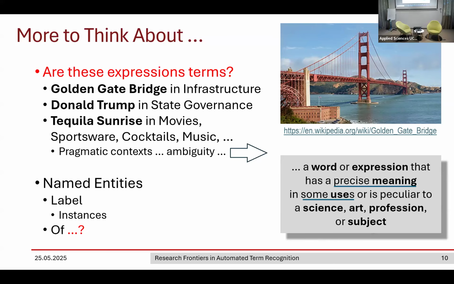which label something, which are instances of what? So a Golden Gate Bridge is a label for a well-known bridge. Objects. Instances of classes. Yeah. Donald Trump is a well-known instance of a POTUS. Tequila Sunrise, that's a little bit more complicated, and I will show you different shades of this meaning just in the next slide.